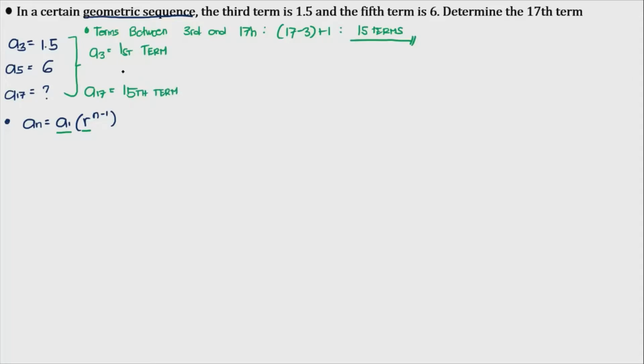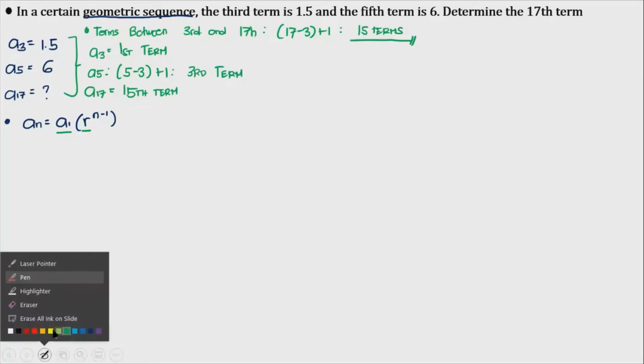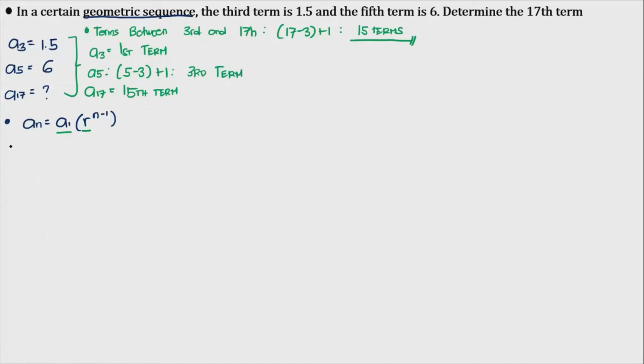So, pang ilan si A5? Same formula. 5 minus 3 plus 1. Therefore, A5 is third term. Iti-take note ko, gagamitin natin yung adjusted values, using adjusted values.